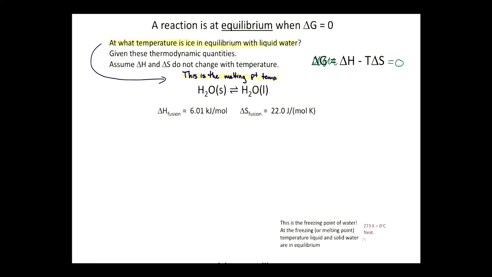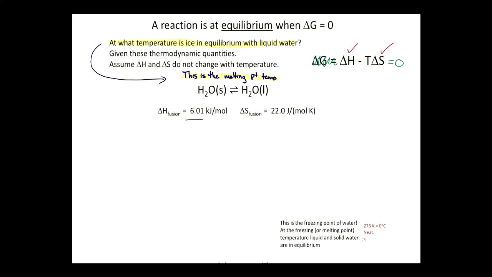So in your head, I hope you know what the melting point temperature of water is. Or you can think the freezing point as well. It's 0 degrees Celsius, or what in Kelvin? 0 degrees Celsius is what in Kelvin? 273, yes. So that should be our answer. So let's see. The idea here is I give you delta H, it's right there. I give you delta S, it's right there.